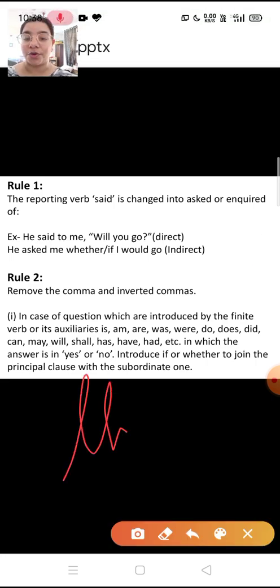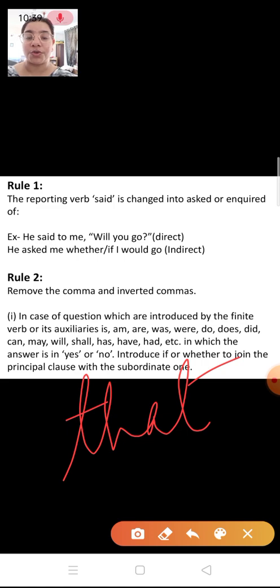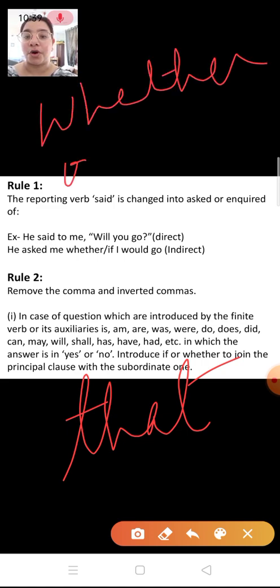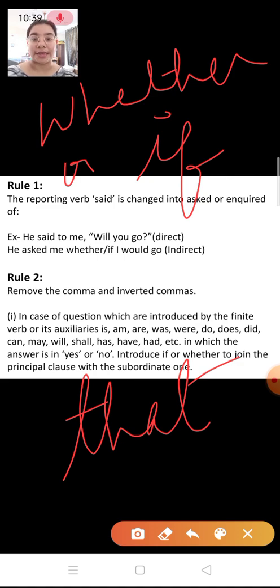We are not going to use that. What are we going to use? We are going to use whether or if. So if there is a question in direct speech and we have to change that into indirect, first of all, we are not going to use said. First thing, we are not going to use said. Instead of using said, we are going to use asked or inquired of. That is the first thing.